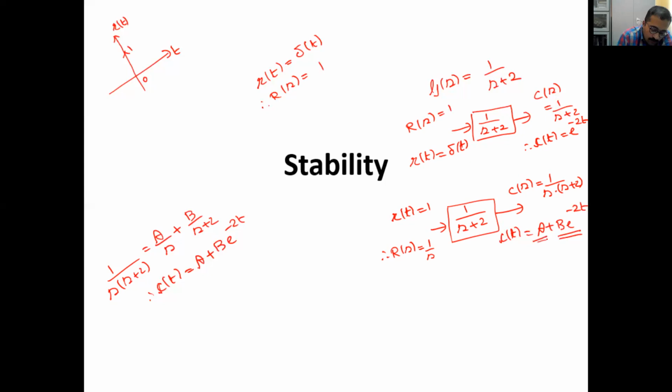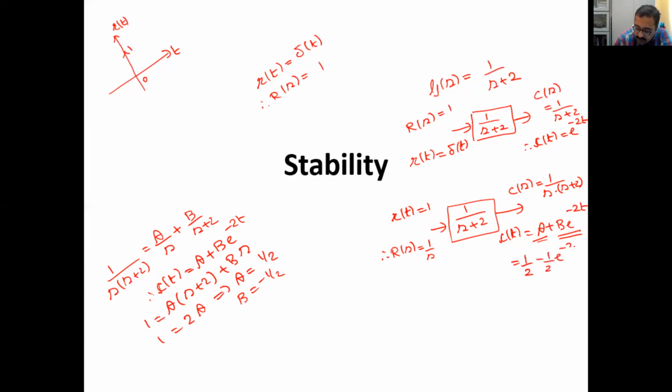If you solve for A and B, what will you get? 1 equals A into s plus 2 plus B into s. Equate the like terms: 1 equal to 2A, which means A is equal to 1 by 2, and B equal to minus half. So I can write this as 1 by 2 minus 1 by 2 e raised to minus 2t. Recall that this transient part is contributed by the system transfer function. Who will contribute to the steady state part? The input signal will contribute to the steady state part.